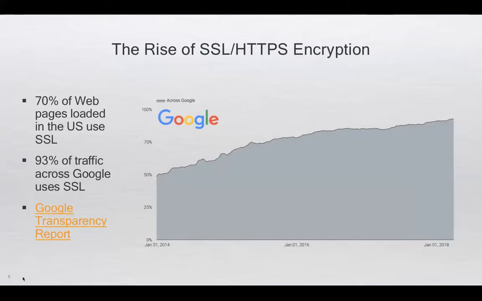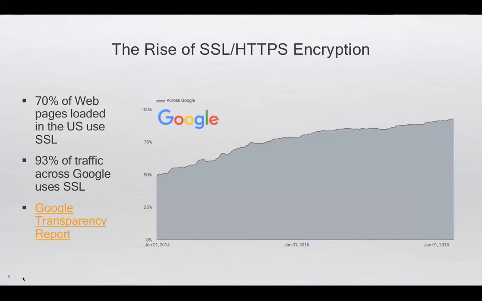And at this point in time, and it could be more now, 70% of web pages loaded in the U.S. are using SSL. 93% of traffic across Google is using SSL. This is from the Google Transparency Report. So you can see that by any metric, no matter what report you're looking at, you're going to find 75, 80% of the traffic on the internet is now SSL encrypted. And so, yeah, what does that mean? That's going to have some impact.